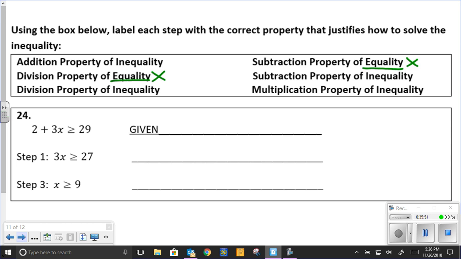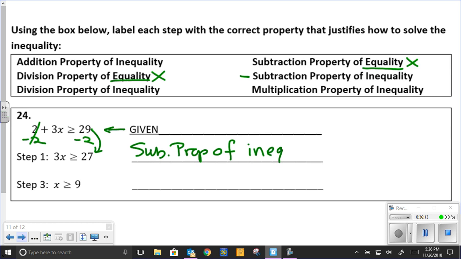All right, so again, I've got this given. What did I do to go from here to here? I'm going to subtract 2 from both sides. That gives me 3x is, excuse me, greater than or equal to 27. So this here is going to be my subtraction property of inequality. Make sure you be careful with that part, because if you write equation, it is going to be wrong. If you write equality, I mean, it's going to be wrong.